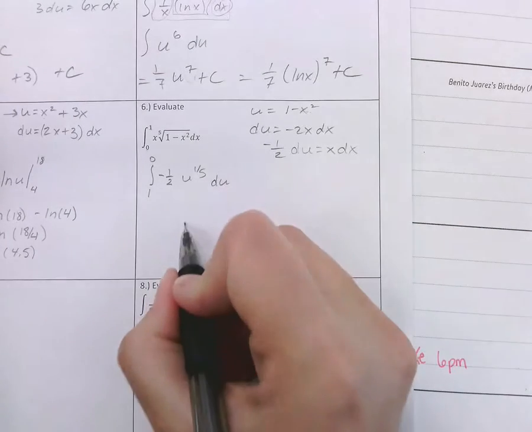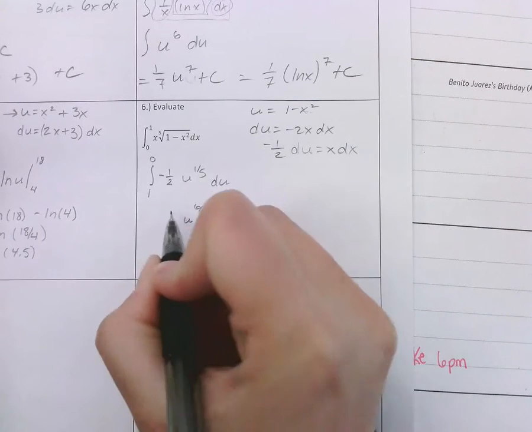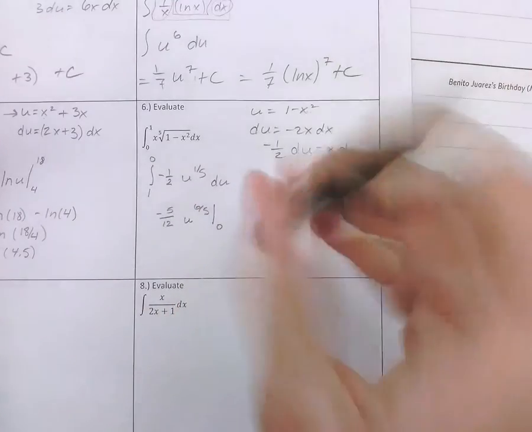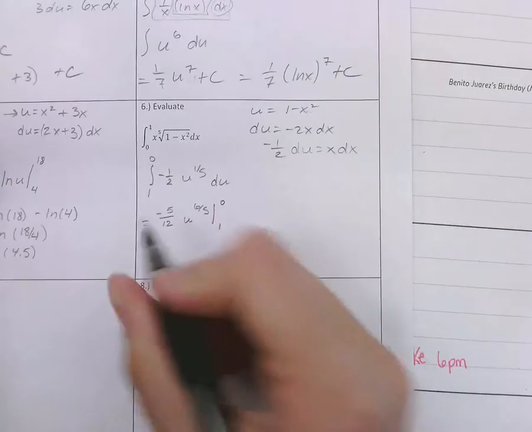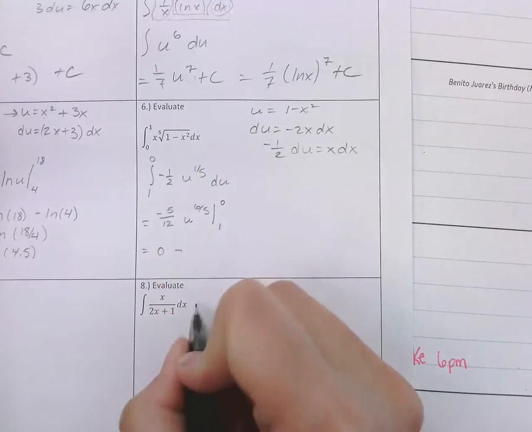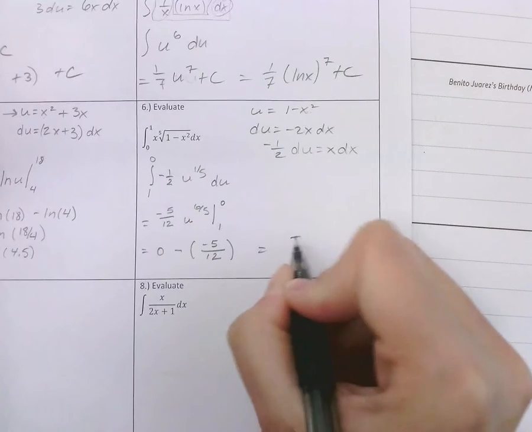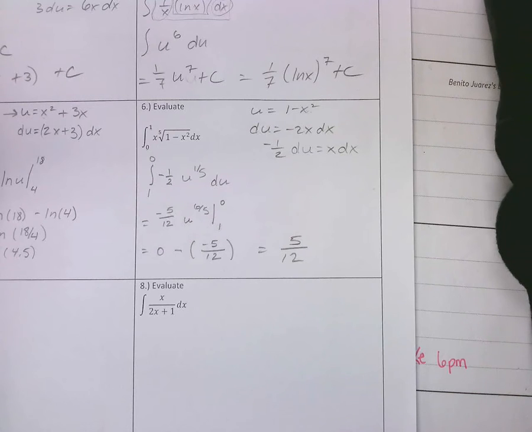Then we integrate. So we get u to the 6/5 multiplied by 5/6, and we get negative 5/12. And so that's going to be 0 minus negative 5/12, which is positive 5/12. If you did it the other way, you just would have gotten negative 5/12, which would have represented a negative area instead of a positive area.